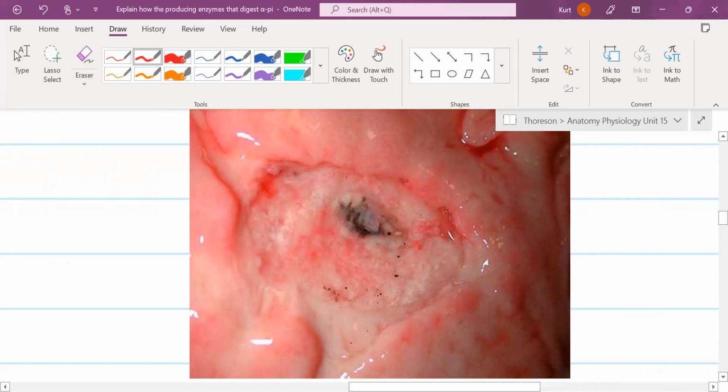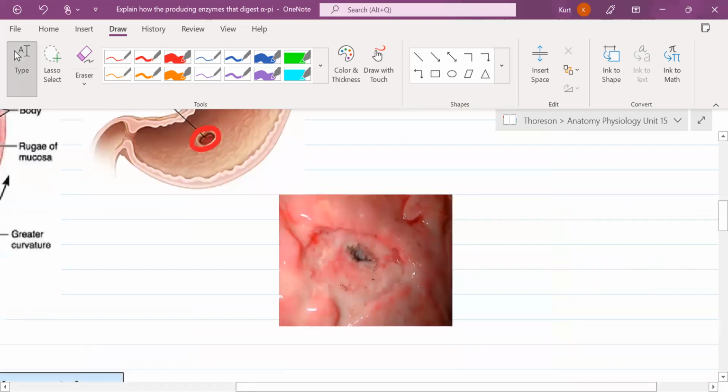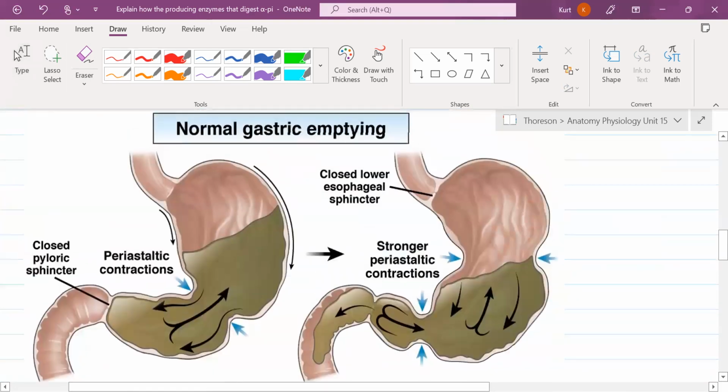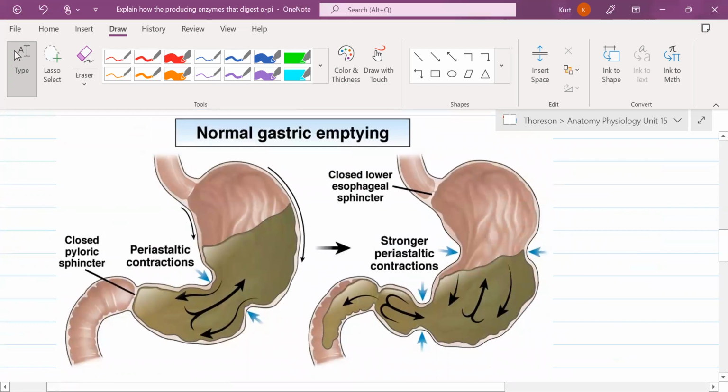That can lead to something called diverticulitis, where you have your bacteria that's supposed to be in your stomach and poop and other stuff leaking into your abdominal cavity. Not fun.